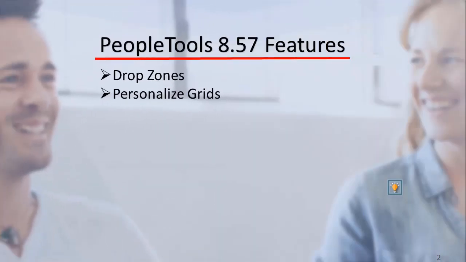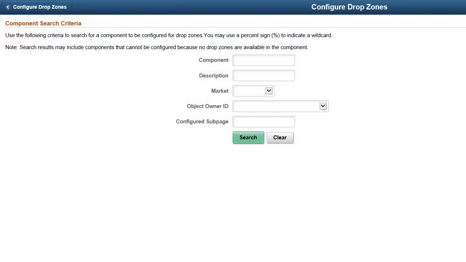PeopleSoft FSCM Image 36 continues to build on two PeopleTools features delivered in PeopleTools 857, configuring drop zones and personalizing grids for selected FSCM Fluid pages. Drop zones enable you to add editable or display-only transaction fields to existing PeopleSoft Fluid pages, eliminating the need to customize delivered objects. Use the Configure Drop Zones page and search for the component ID.